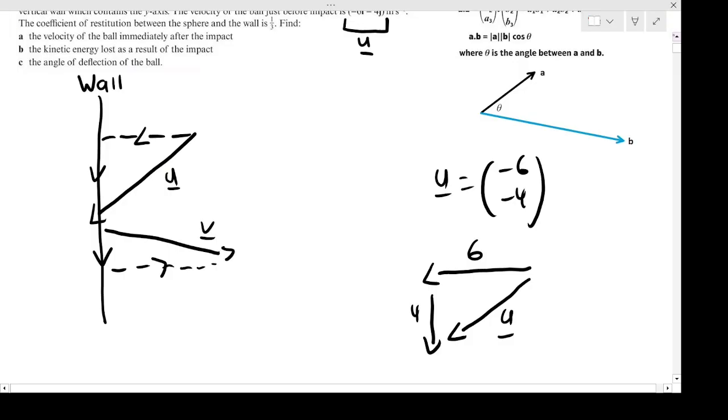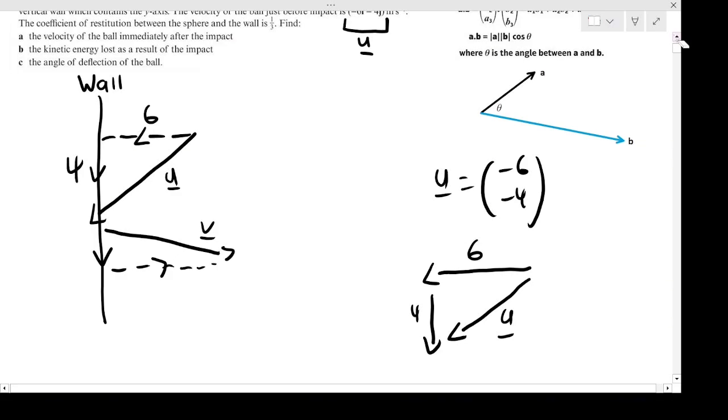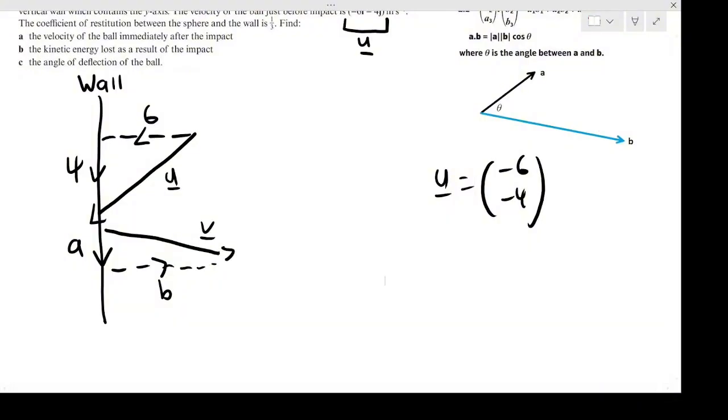Then I'm going to label my parts. As I discussed, for u, it looks like this: we're going to go 6 across and then 4 down like that. Then for v, I'm going to call the parts a and b. So we're going to go a down and then b across like that. So a and b are my parallel and perpendicular parts. Hopefully happy with how I split up the velocities. Now at this point, we are going to consider the parallel and perpendicular parts like we usually do.